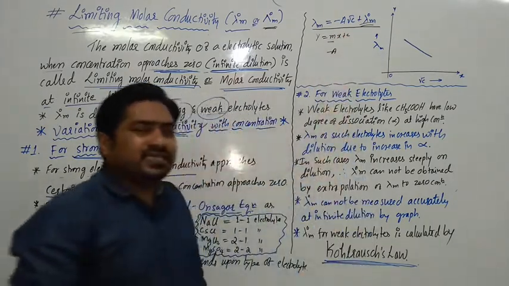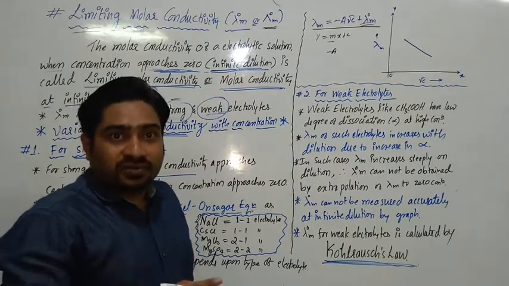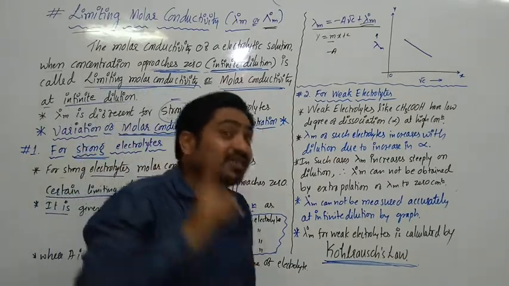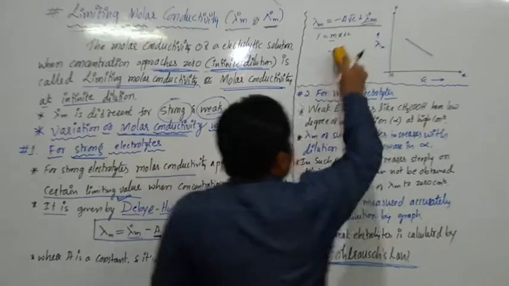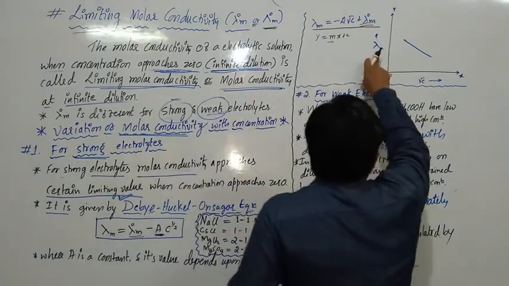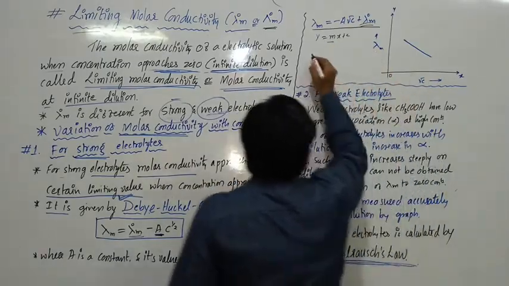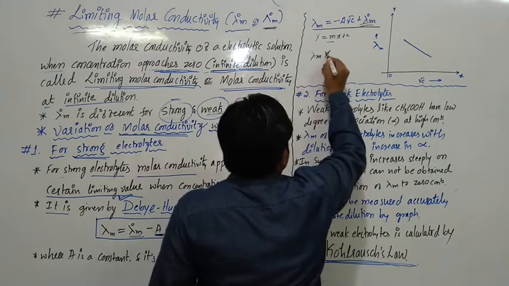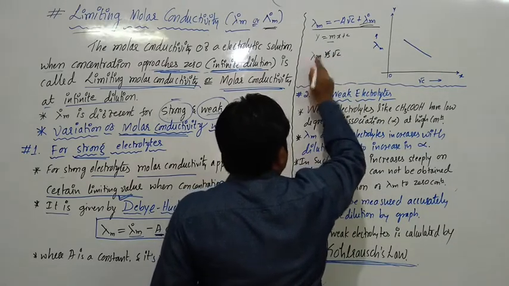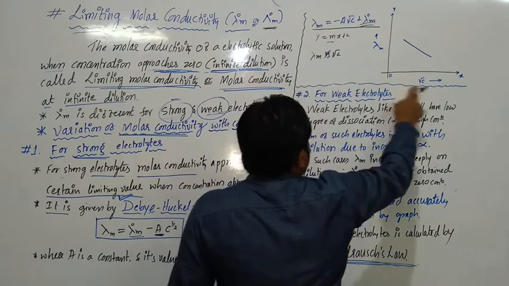So the slope being negative indicates what? The curve is a negative curve. So here, lambda m versus root c, lambda m along the y axis, root c along the x axis.